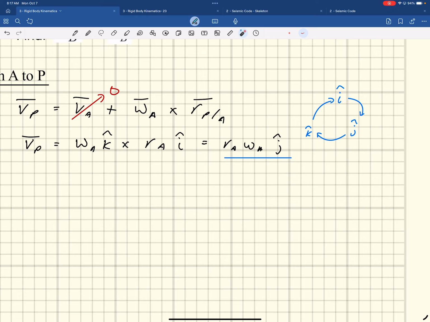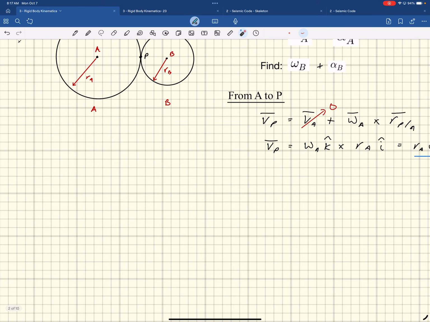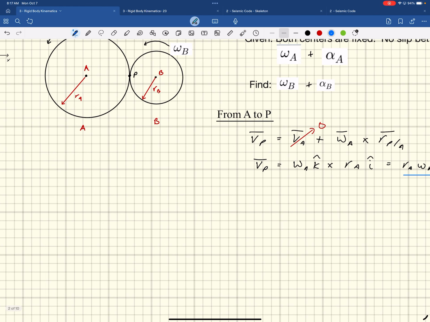The other thing you could do is set this up as a row vector or a column vector. This particular one would be the vector 0, 0, omega_A, crossed with R_A, 0, 0, and that gives R_A omega_A 0. The only reason I'm showing you this is because your calculator will do this. This is how you would do it with your calculator.